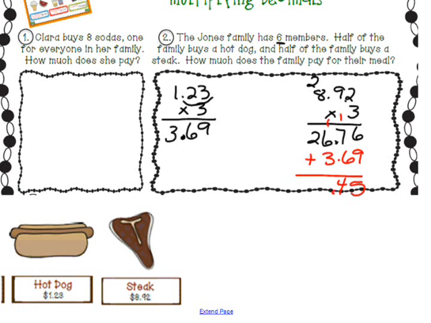Now I do put my decimal point in there now because I'm back to adding. When we add and subtract, we do line up those decimal points. 6 plus 3 is 9, plus 1 is 10. Carry my 1. 1 plus 2 is 3. So $30.45 is what the family will pay for their meal.